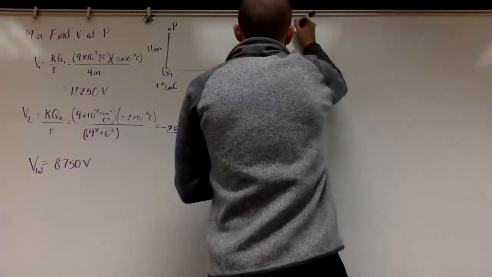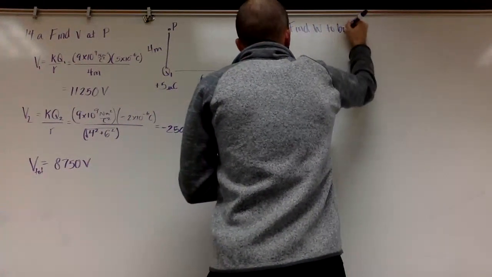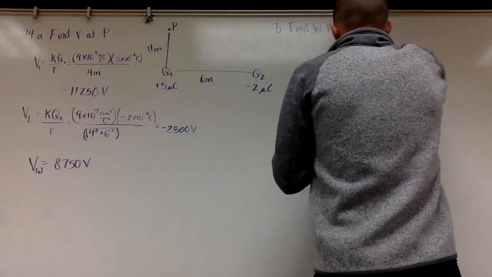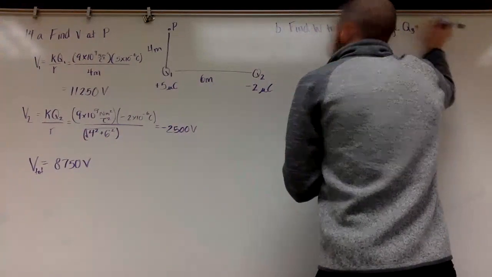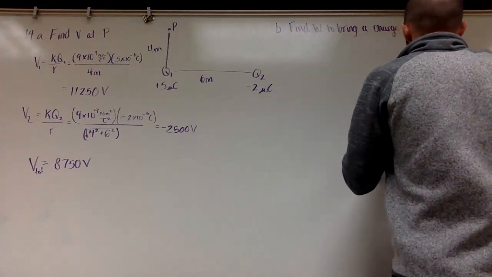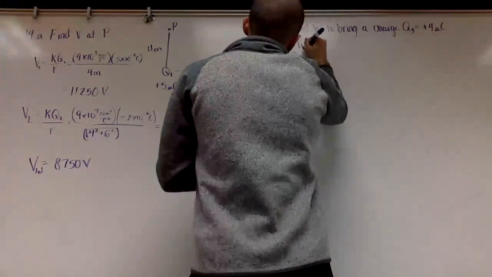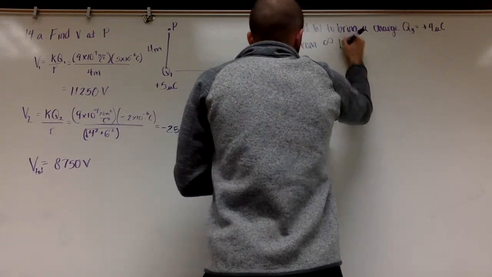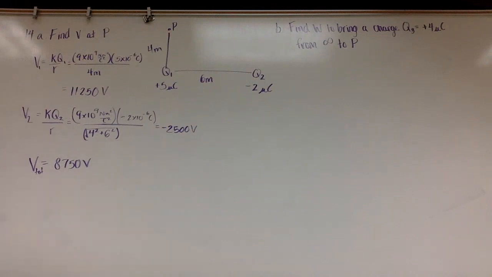So now what I want you guys to do for part B is find the work to bring a charge Q3, which has a charge of positive 4 microcoulombs, from infinity to point P. So go ahead, figure out how much energy or how much work we need to do to bring a charge from infinity to point P that has a value of positive 4 microcoulombs.